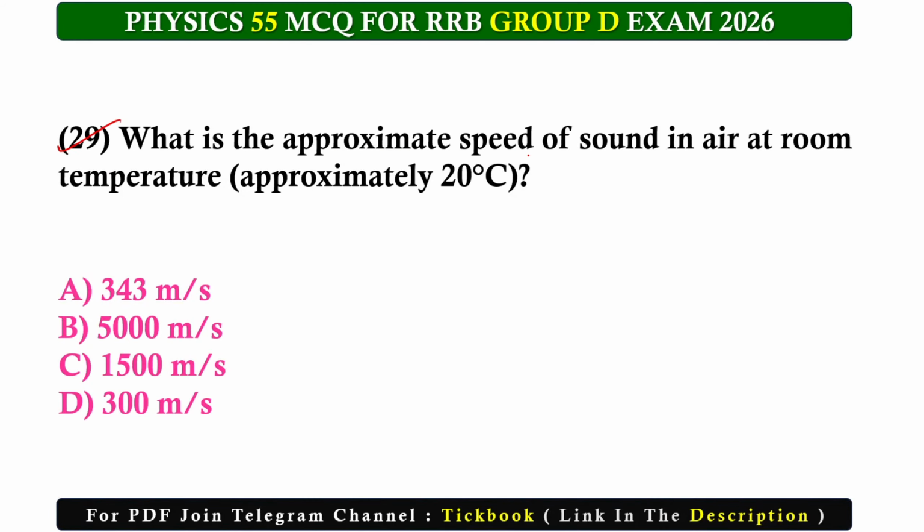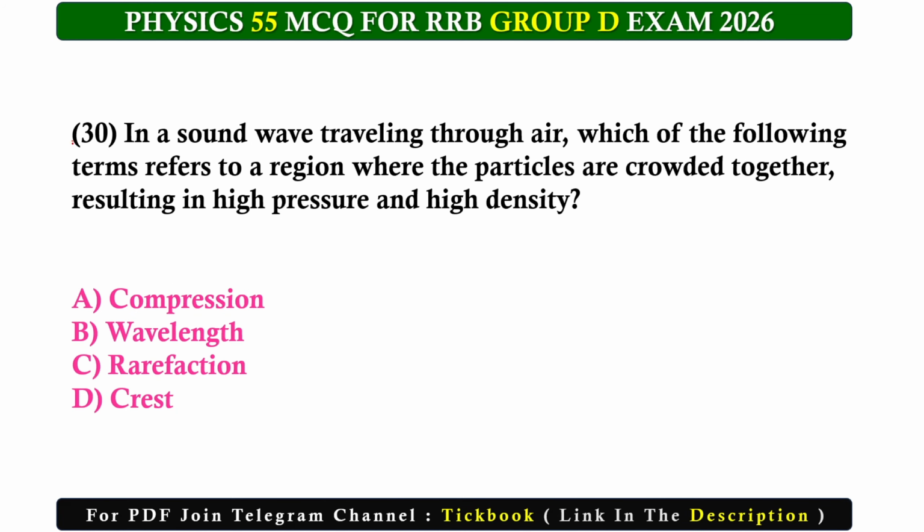29. What is the approximate speed of sound in air at room temperature, approximately 20 degrees Celsius? Option number A, 343 meter per second. 30. In a sound wave traveling through air, which of the following terms refers to a region where the particles are crowded together, resulting in high pressure and high density?